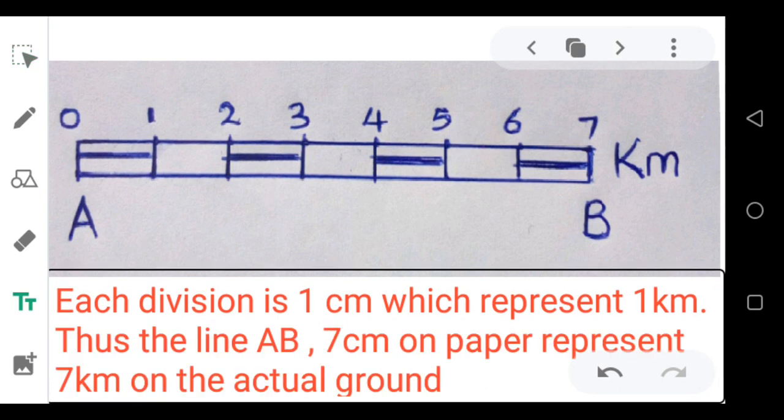Each division is 1 centimeter, which represents 1 kilometer. If you use a ruler and measure from 0 to 1, you will get 1 centimeter. Thus, the line AB, which is 7 centimeters on paper, represents 7 kilometers on the actual ground. That means every 1 centimeter you measure on your map represents 1 kilometer on the actual ground. Very, very simple.